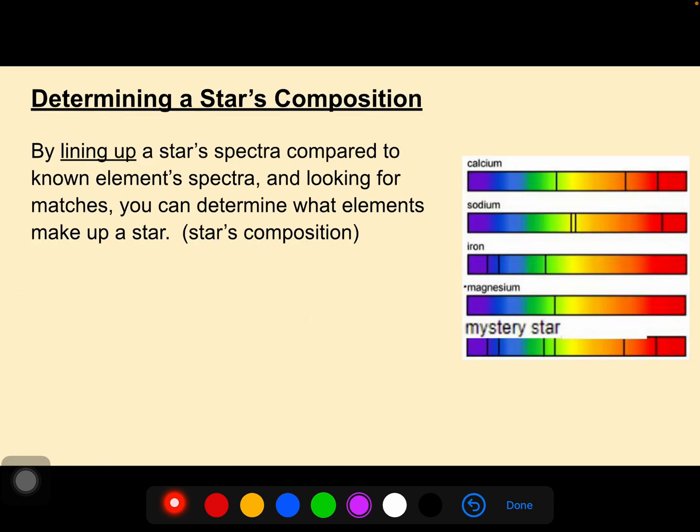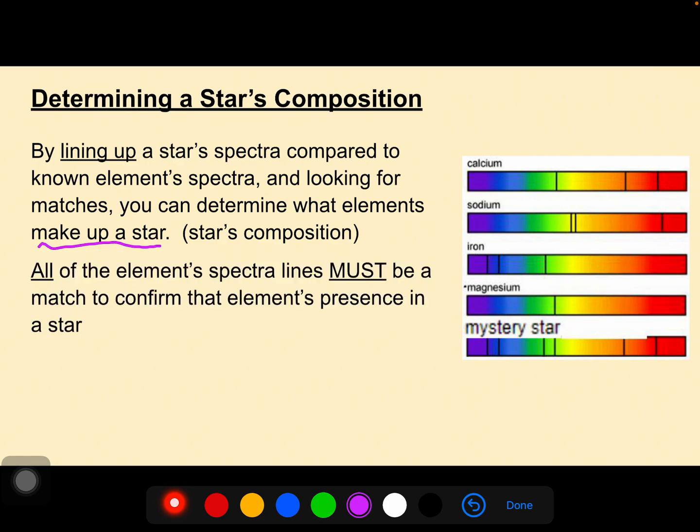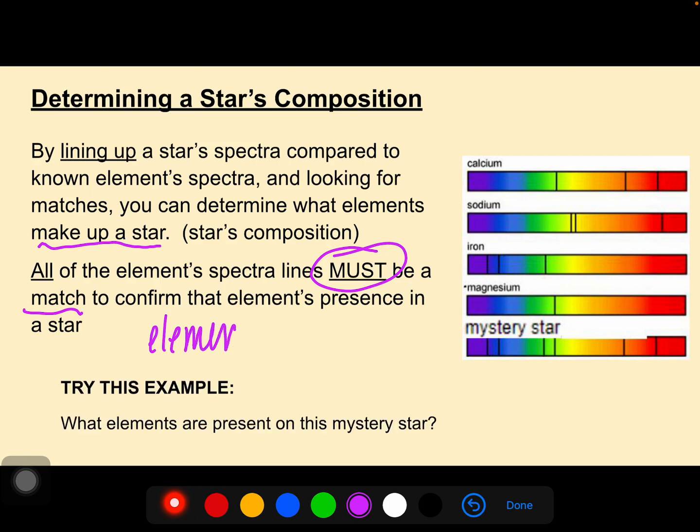Now, the most common thing we're going to use the spectra for is composition, right? What the star is made of, what elements make up that star. So by simply lining up those spectral lines, again, we're trying to look for a match, right? We're looking for a 100% match of the element in the star.